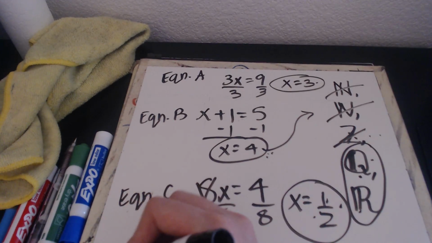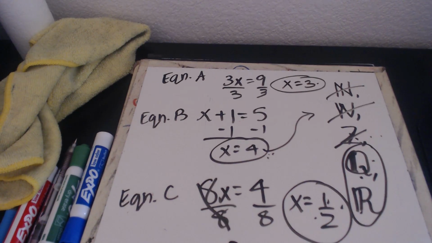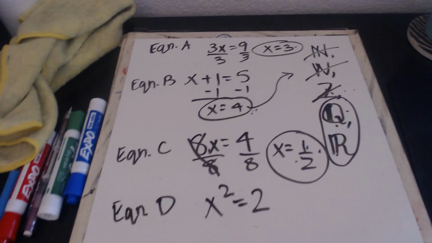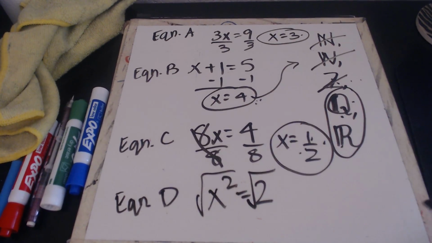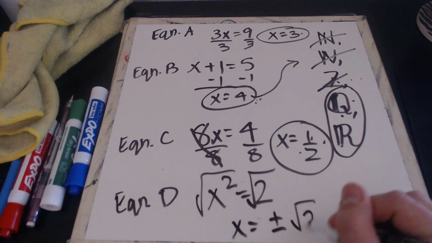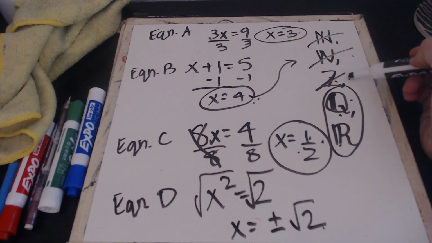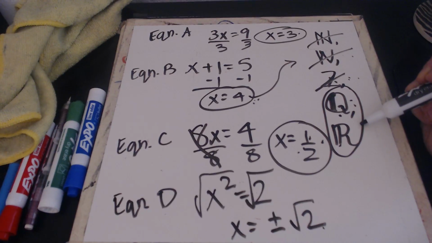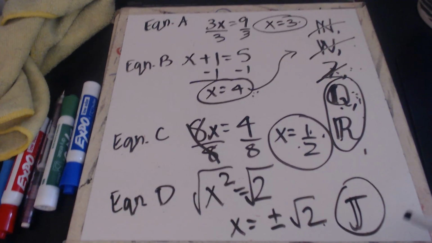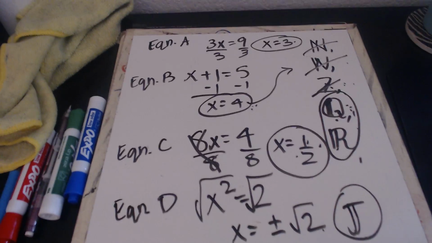Equation D is x squared equals 2. Let me move my camera down here. When we have an x squared term, we know that we need to take the square root of both sides in order to solve that. So x is going to equal positive and negative root 2. Now, the square root of 2 is not natural because we can't count with it. It's not whole. It's not an integer. It's not a fraction, so it's not rational. This one is irrational, so this would be J. The only set of numbers that this answer would belong to would be the irrational numbers.